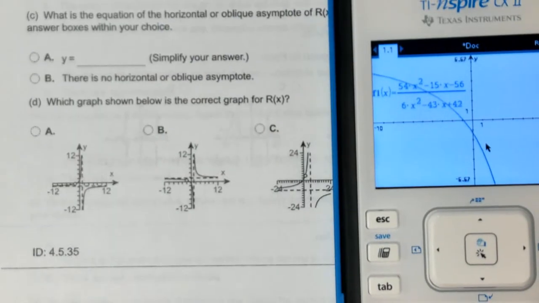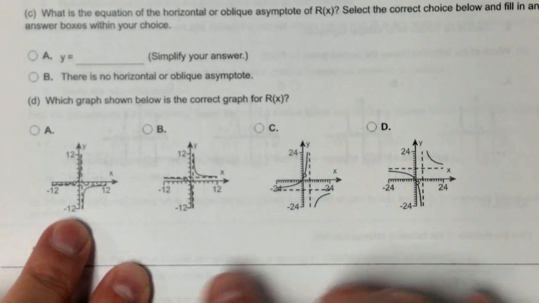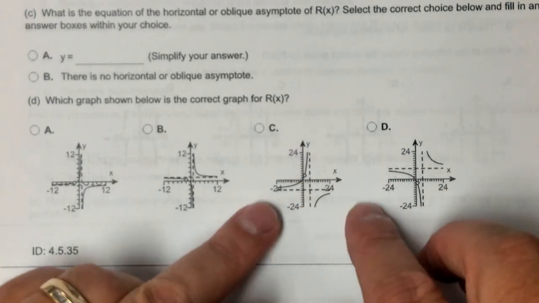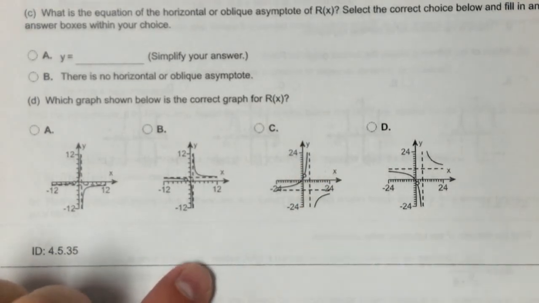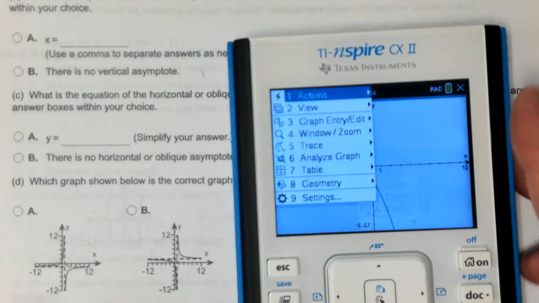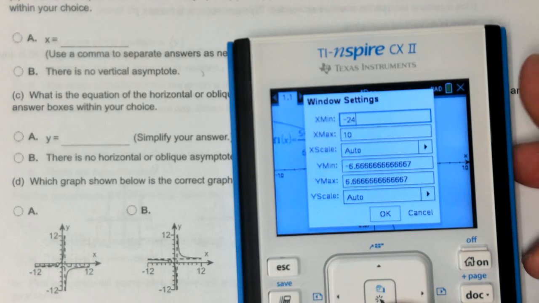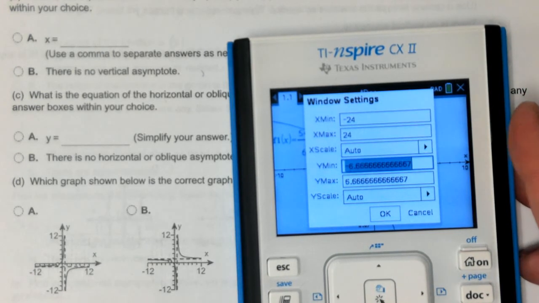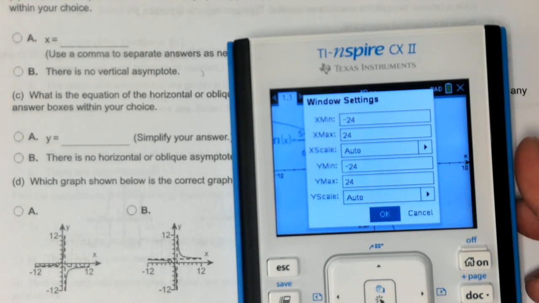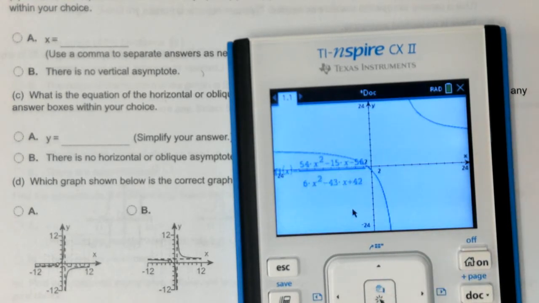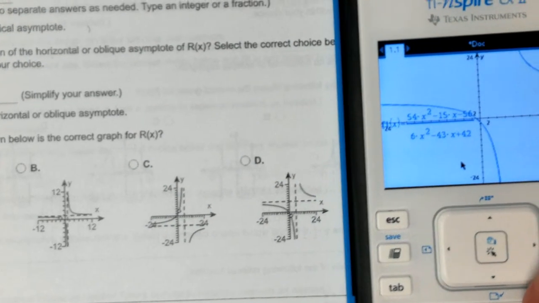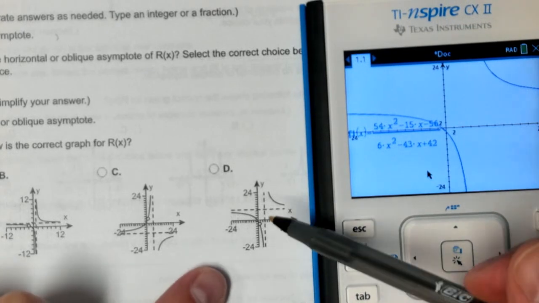We probably ought to change our window to be the settings here. Now these are like the negative 12 to 12 for both of them, and these are negative 24 to 24. So I'm going to choose the bigger window, which would be the negative 24 to 24 for both, just to compare it. Okay. So that matches the D graph.